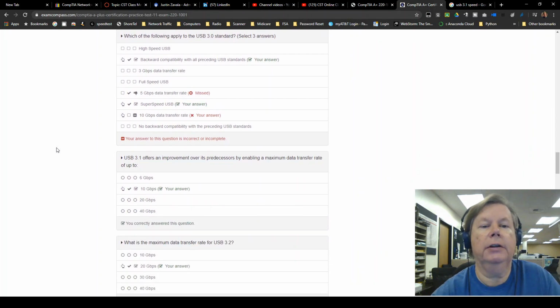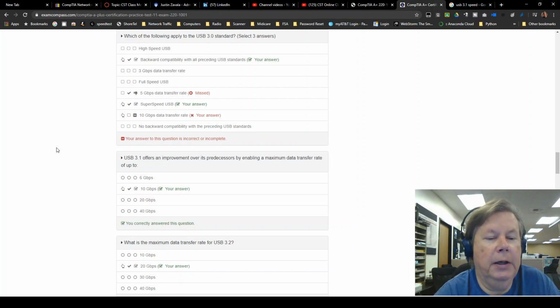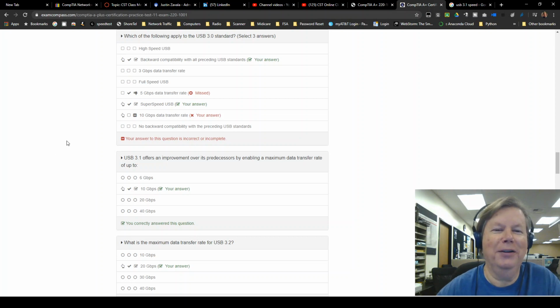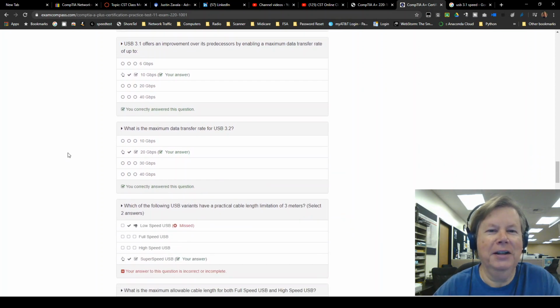Which of the following apply to USB 3.0 standards? I don't know what we came up with. I said 10 on this one. Obviously I got that incorrect. It is in fact 5. It is SuperSpeed, and of course it is backward compatible, at least in theory. Never know whether that's true or not all the time. Seem to occasionally have trouble with that.